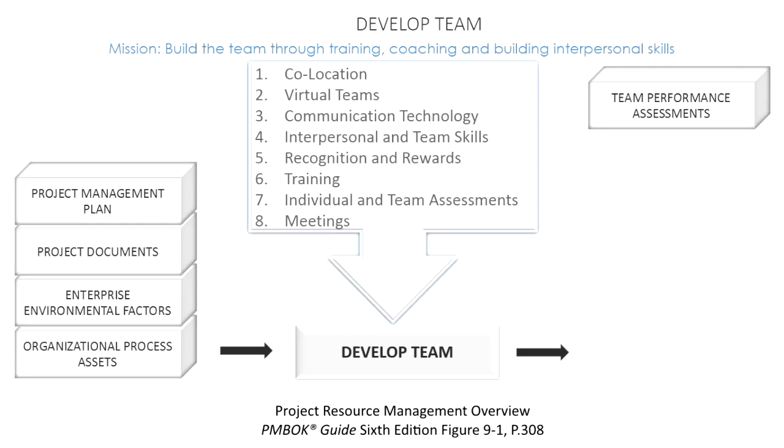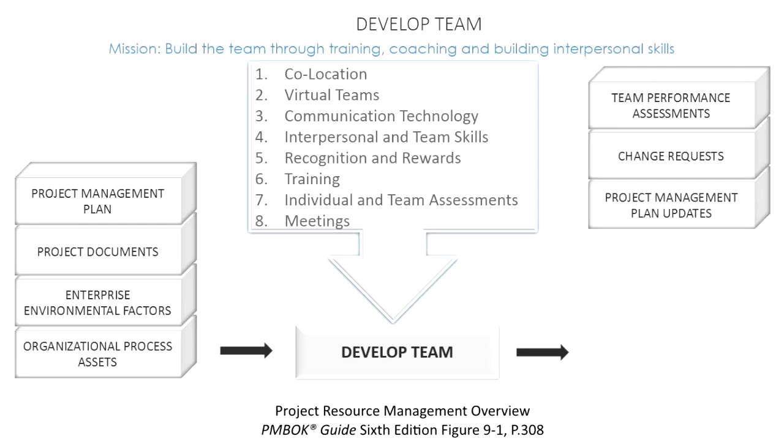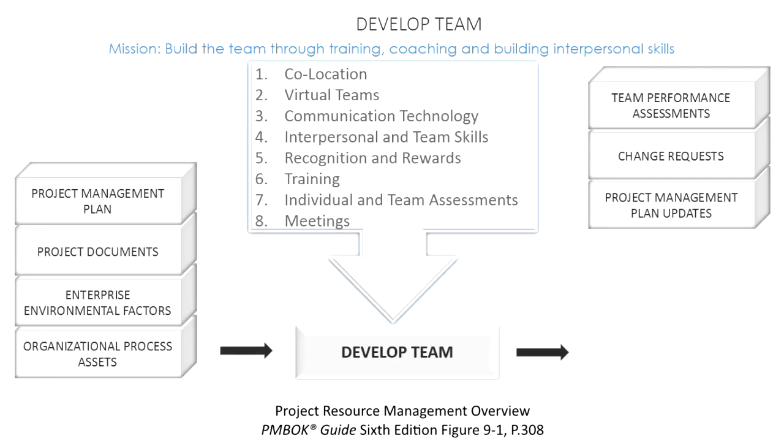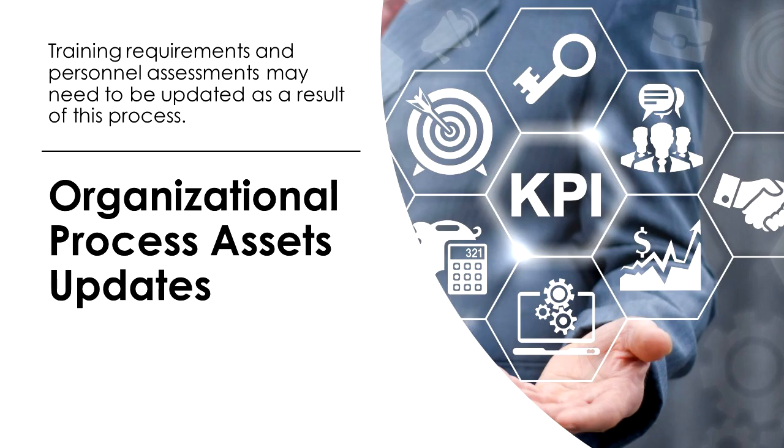The next output is enterprise environmental factors updates, and the updates revolve around employee development plan records and skill assessments. Whenever you see EEF updates, pay close attention because it's rare. The last output from develop team is organizational process assets updates, and these particular ones could be training requirements and personnel assessment. And that concludes the develop team process.